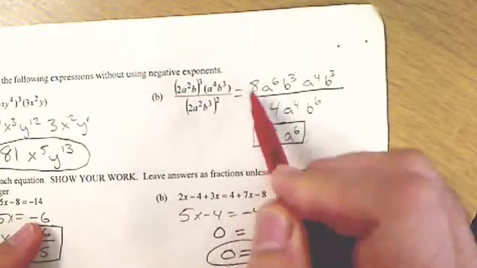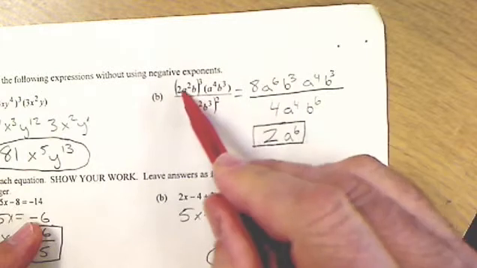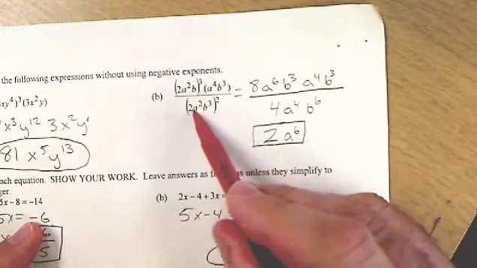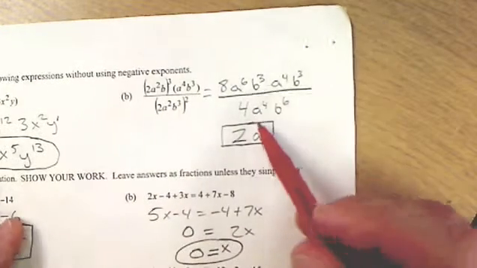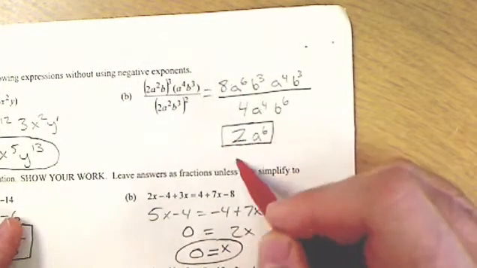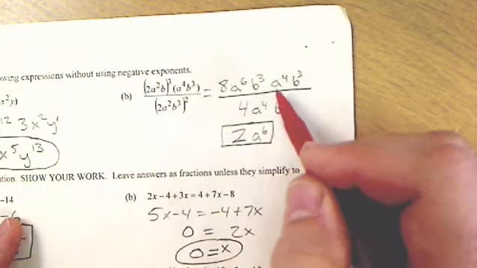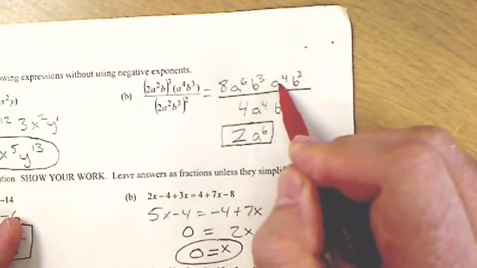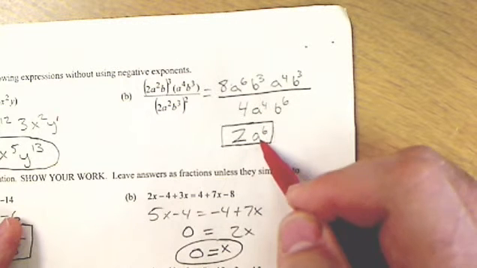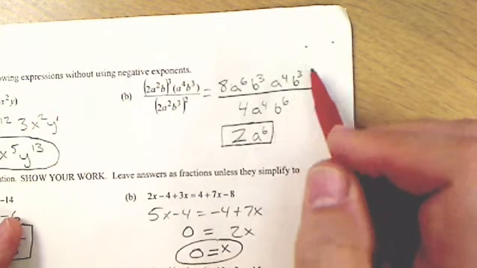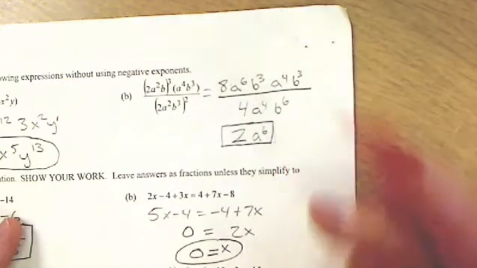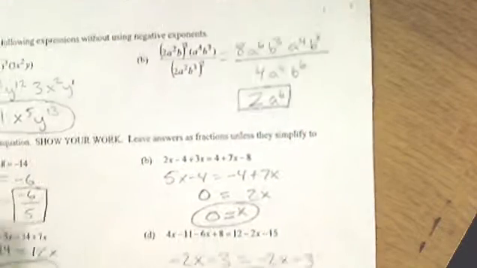2 times 2 times 2 is 8. Cube each one of those. Square each one of these guys. And then 8 over 4 reduces to 2 over 1. A to the 10th over a to the 4th leaves you a to the 6th on top. B to the 6th over b to the 6th is just 1, so you're left with 2a to the 6th.